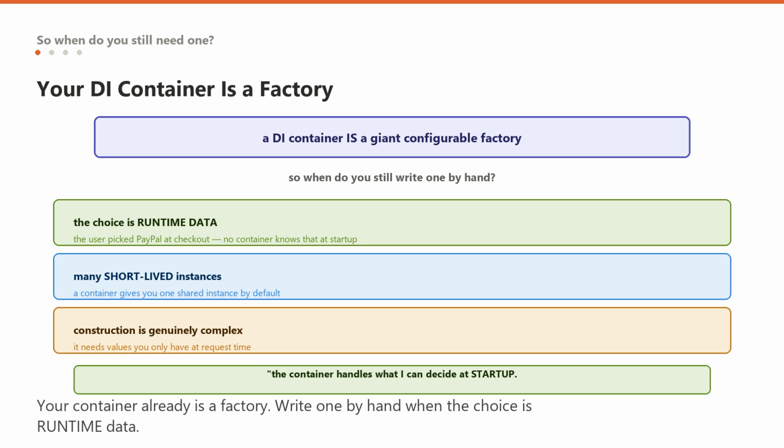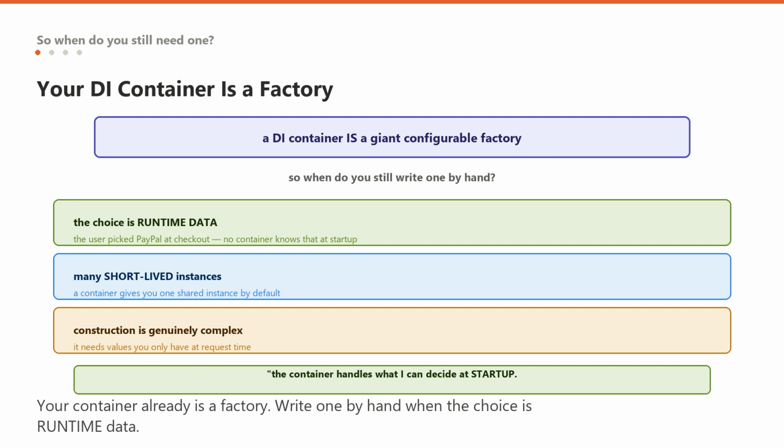2. You need many short-lived instances. A container gives you one shared instance by default. If you need a fresh object per request or per row, you inject a factory and call it repeatedly. 3. Construction is genuinely complicated. It needs values you only have at runtime, or it involves real logic. So, not obsolete, but far narrower than the books suggest. And the sentence to say is, the container handles construction I can decide at startup.